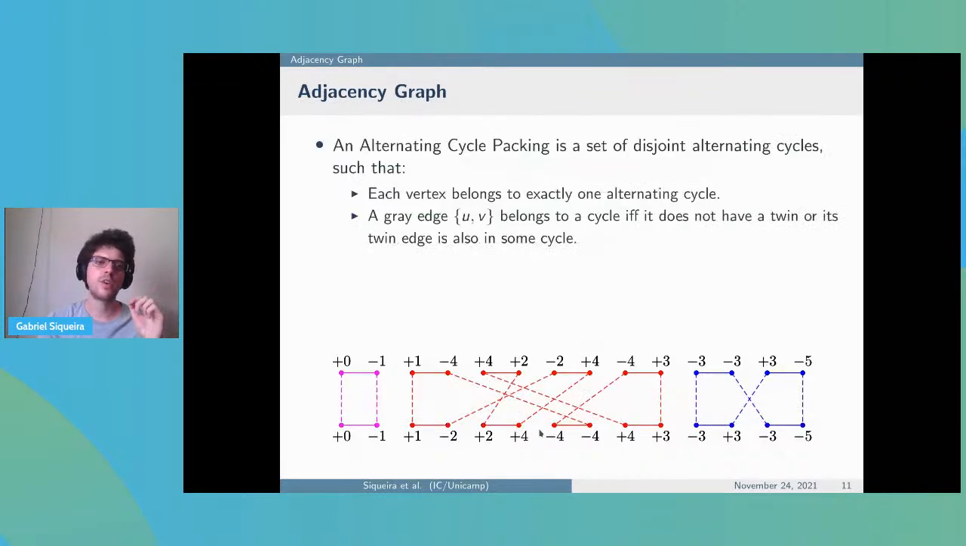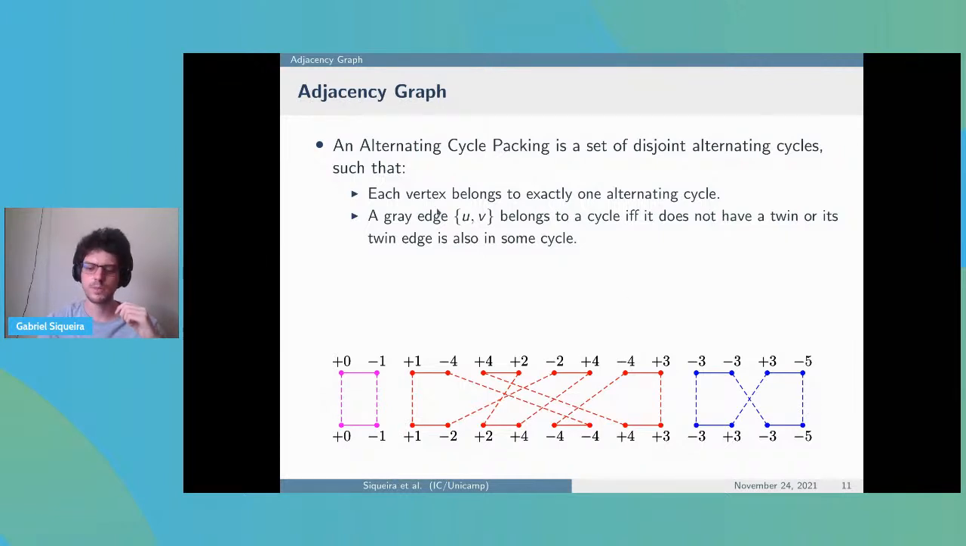We are going to use this structure to define an alternating cycle packing. An alternating cycle packing is a set of disjoint alternating cycles that cover the graph. An alternating cycle is a cycle that alternates between black and gray edges. This alternating cycle packing must respect two restrictions. The first one is that every vertex belongs to exactly one cycle. And the second one is that if we have a gray edge belonging to some cycle, its twin must also belong to some cycle. The only exceptions are the two gray edges on the extremes, the one connected to zeros and the one connected to fives, that do not have twins.